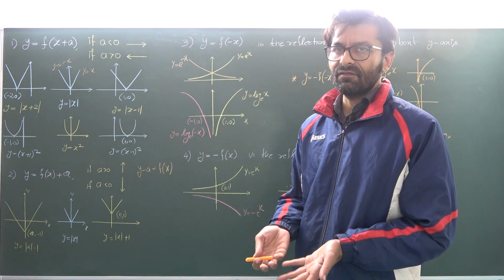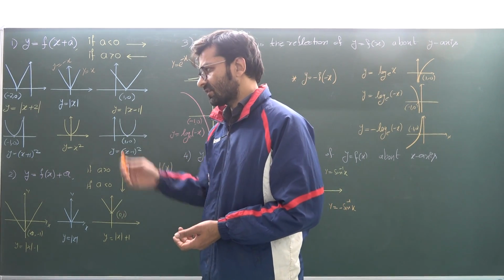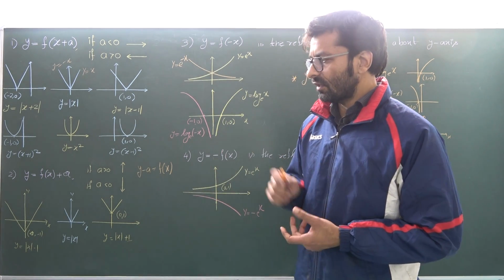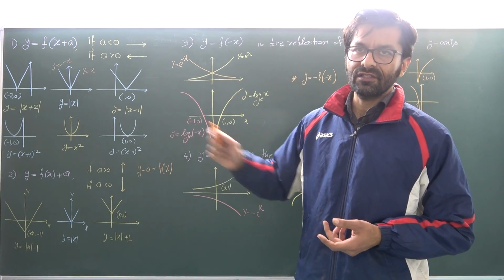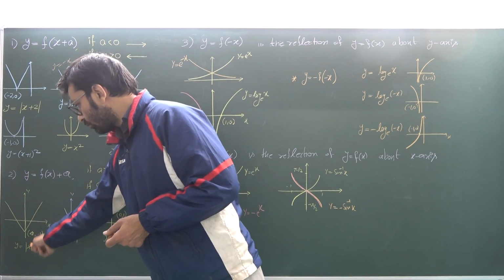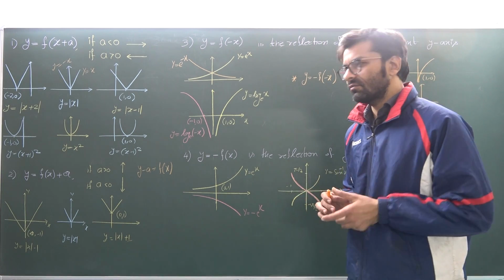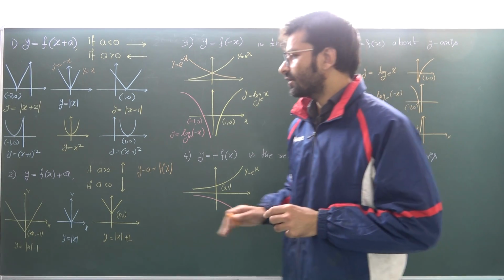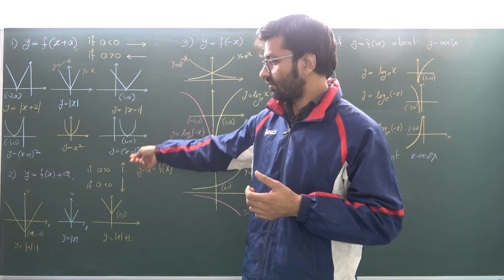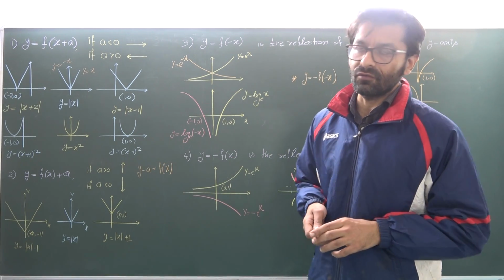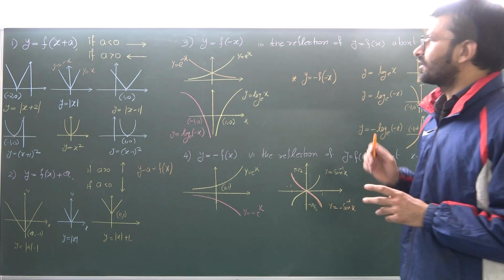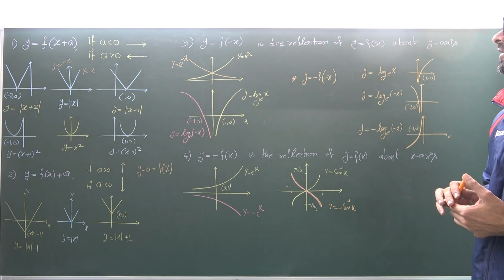So for the y coordinate, we are actually elevating this curve by this particular distance. For y equals mod of x minus 1, put x equals 0, the y coordinate is minus 1. This graph is moving in the negative y direction by length 1. So if a is positive, the graph is moving in the upward direction. If a is negative, the graph is moving downwards.